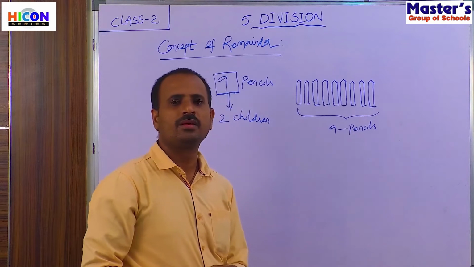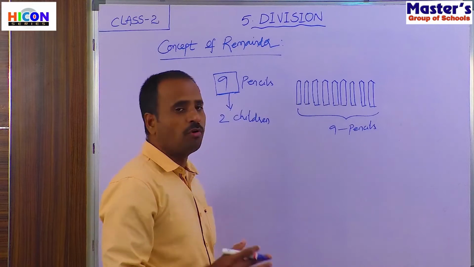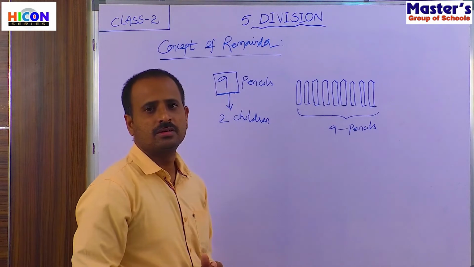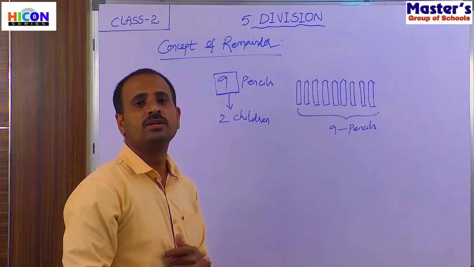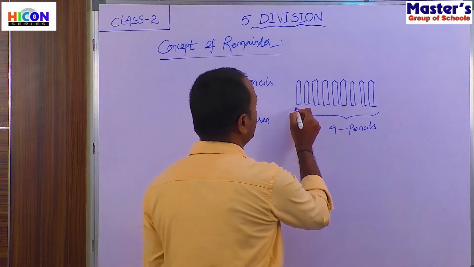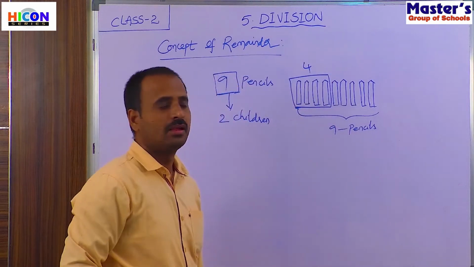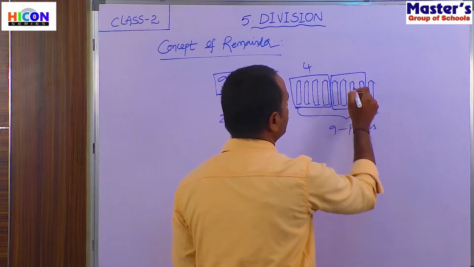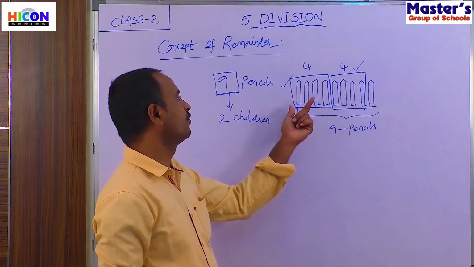Now we have to share these 9 pencils among 2 children equally. How can you share? If you share the 9 pencils among 2 children, you will get 2 groups. First I will share 4 pencils with one child, and I will again share another 4 pencils with the other child. This is group 1 and this is group 2, and each group has 4 pencils.